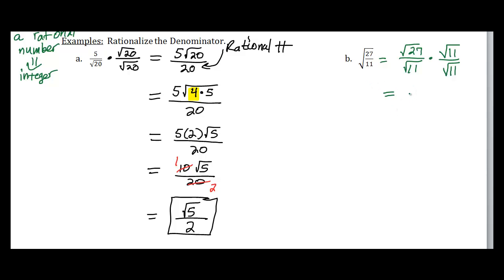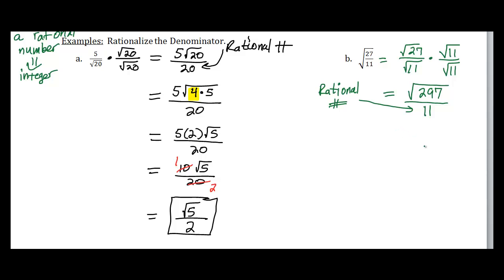Well, we both have square roots, so 27 times 11 is 297. And when I multiply the square root of 11 times the square root of 11, we get the square root of 121, which is still 11. And so now we have a rational number here. This is our rational number. And now all we need to do is simplify.